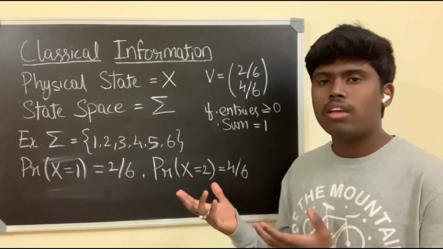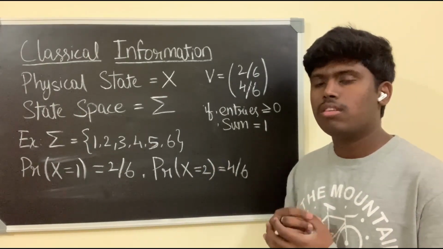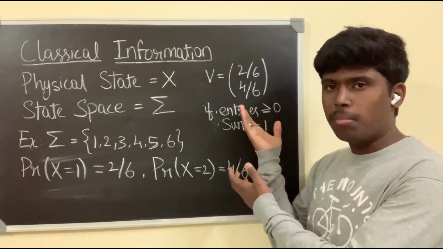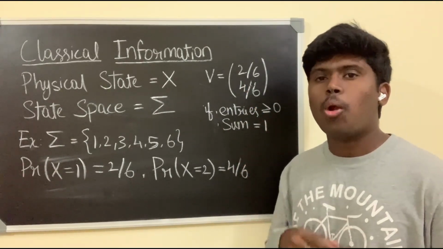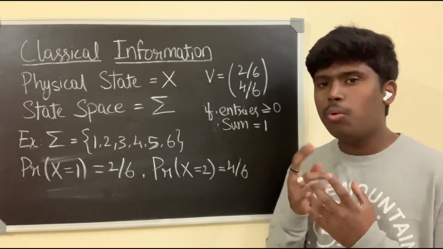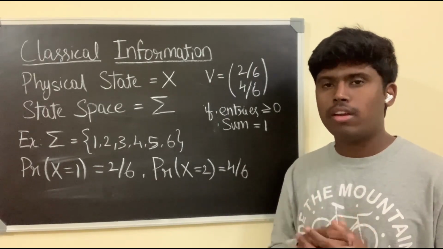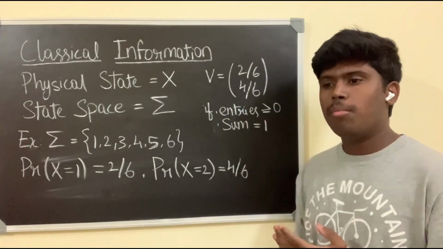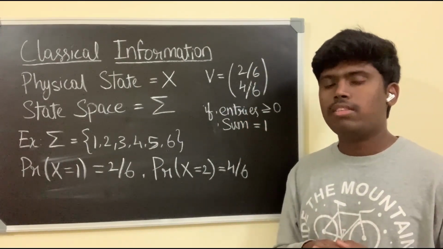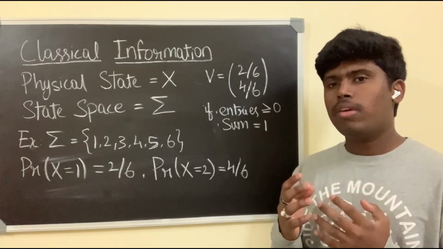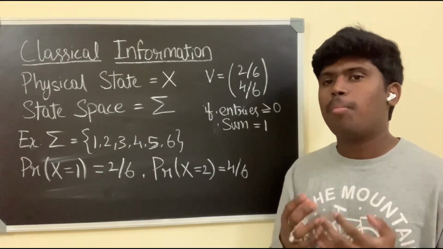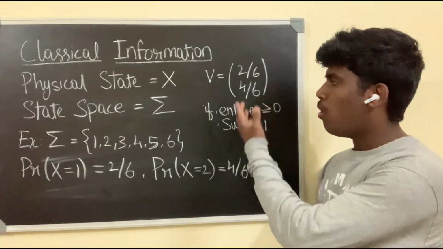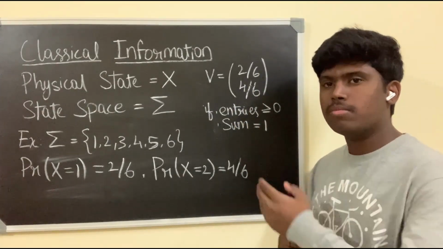Instead of representing all these probabilities in fraction form, we can represent them in a vector form. So this is known as a probability vector. There are two conditions for a probability vector: that all entries must be greater than or equal to 0. So that basically means that it always must be a positive number and cannot be a negative number. And the sum of the entries must always be equal to 1.